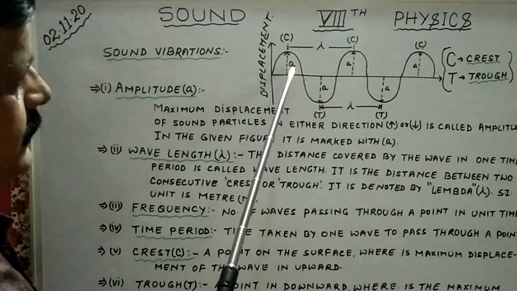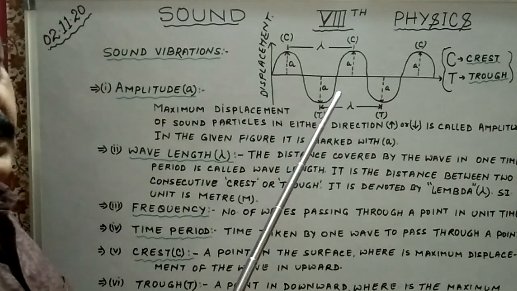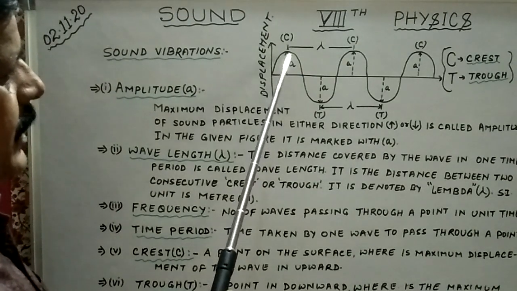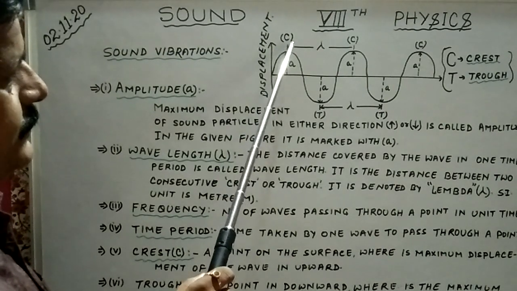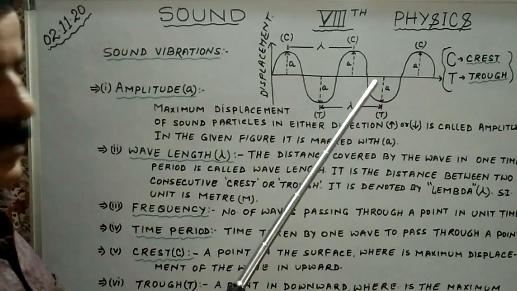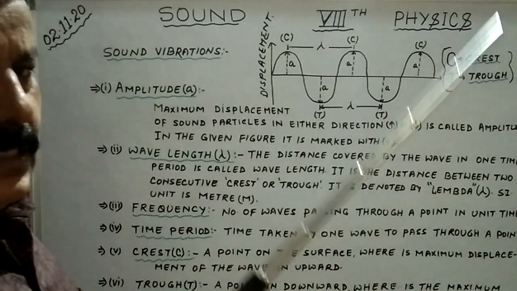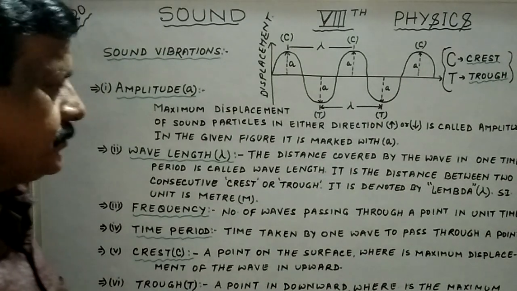And you can see in the figure, small a is the maximum displacement shown in the figure, and this maximum displacement point at the surface is called crest. So the maximum displacement point in upward direction is crest and in downward direction is trough.